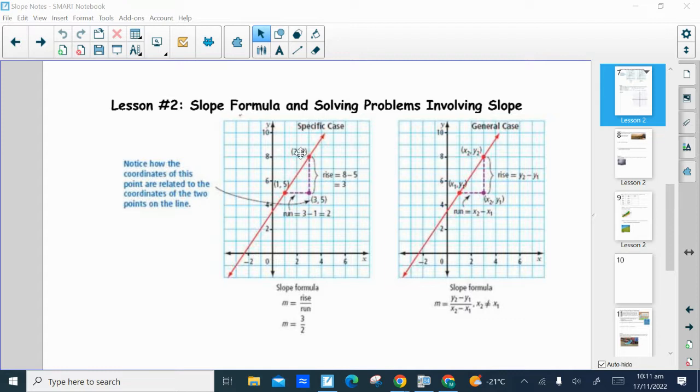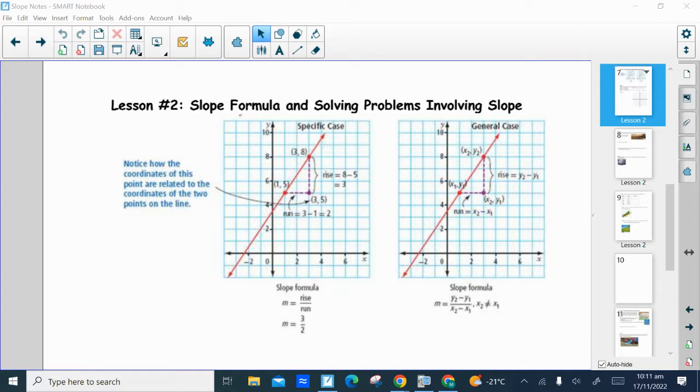So the height of this triangle, the rise, can be found by subtracting the y values. The 8 and the 5, the difference between those two is 3 units. That's the rise. And the run can be found by subtracting the x values. 3 take away 1 is 2. So the formula for slope is rise over run. We found the rise to be 3, the run to be 2, and it's a positive slope because the line is rising as you go left to right. So that gives us a slope of positive 3/2.